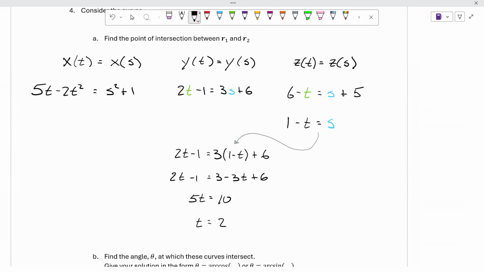Then once I've got that, I'll come back over to my first equation again to say that 1 minus 2 is S. So S is -1.